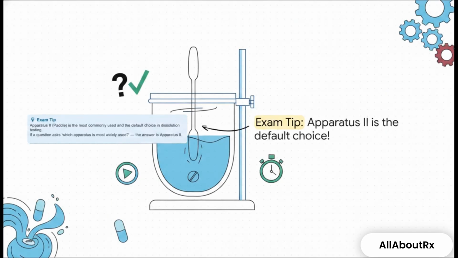And guys, I literally cannot stress this next point enough. Here is your golden exam tip directly from the study notes. Remember, Apparatus II is the most widely used in the pharmaceutical industry. If an exam question or an interviewer asks you, which apparatus is most widely used, do not overthink it. The answer is always, always Apparatus II.